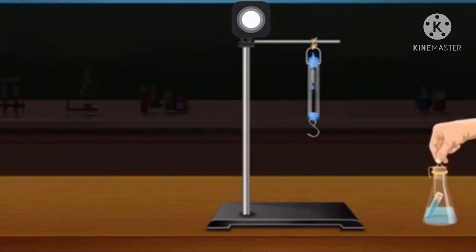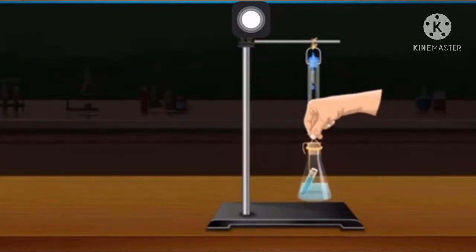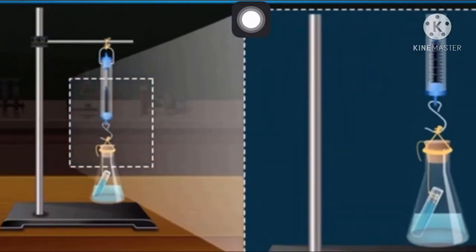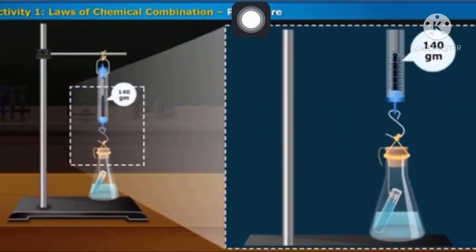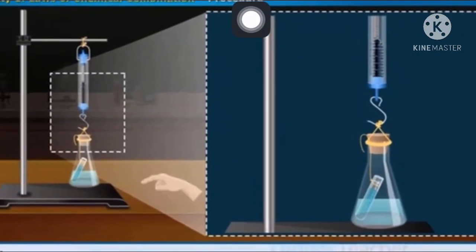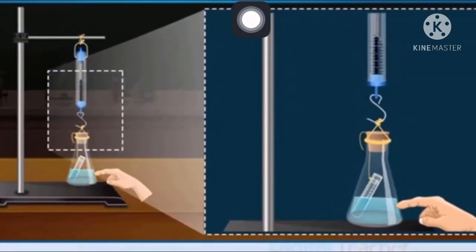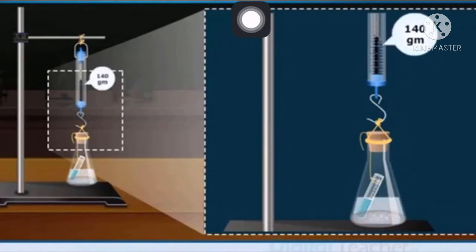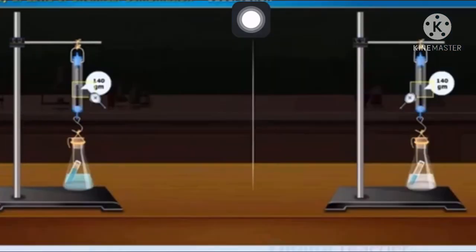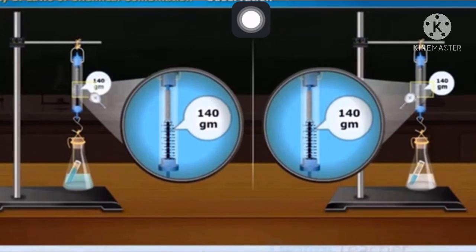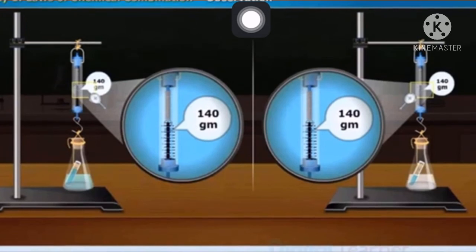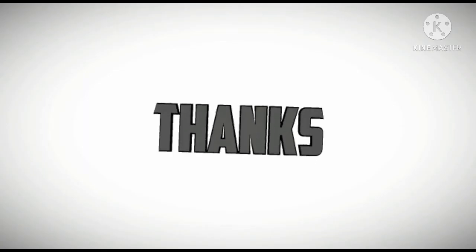Now weigh the full apparatus. In this the reactants that are present are barium chloride and sodium sulfate. Its weight will become 140 gram. Now tilt the flask so that barium chloride and sodium sulfate mix with each other and they will form white precipitates of barium sulfate and sodium chloride solution, and this weight will become 140 gram. Now compare the weight of the reactants and the weight of the products, then it will be the same. So it indicates the law of conservation of mass.